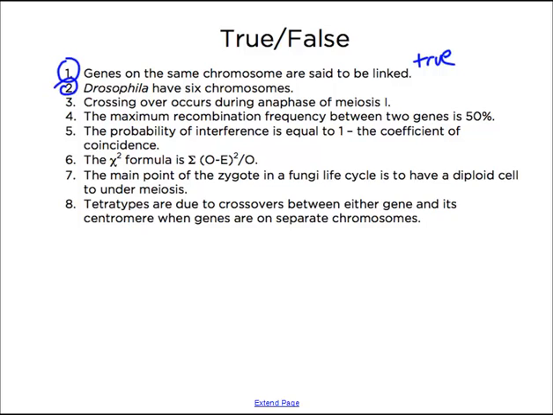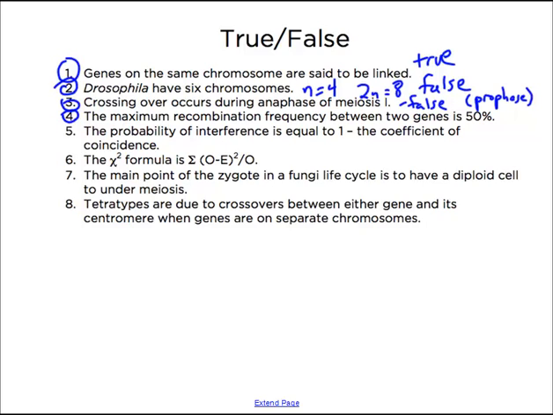Number 2, Drosophila have 6 chromosomes. Well, I'm not sure you'd really have to memorize this, but it can't hurt, I suppose. This is just the way it is. In Drosophila, n equals 4 and 2n equals 8, so this is false. Crossing over occurs during anaphase of meiosis 1 in number 3. Well, that's definitely false, because when does crossing over occur? It is in meiosis 1, but it's during prophase of meiosis 1, right? When the homologous pairs intermingle very intimately. True, false, and false.